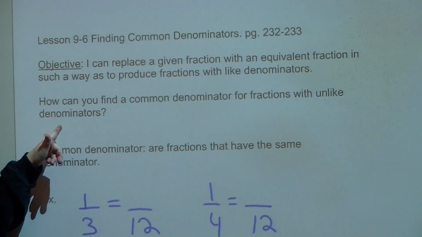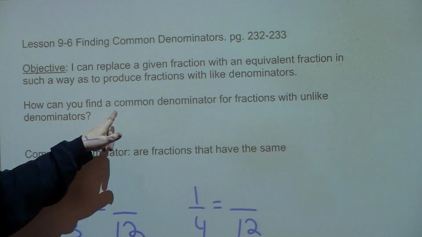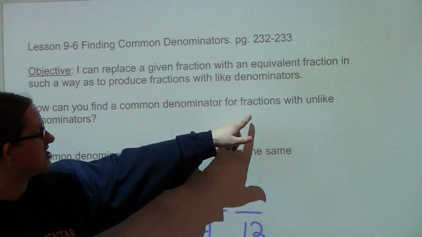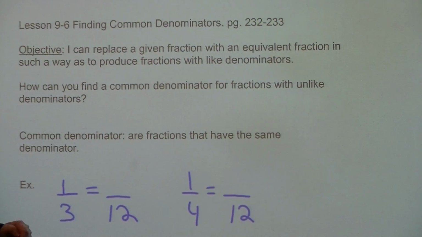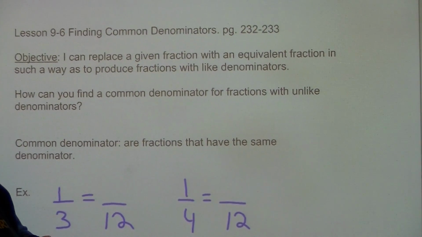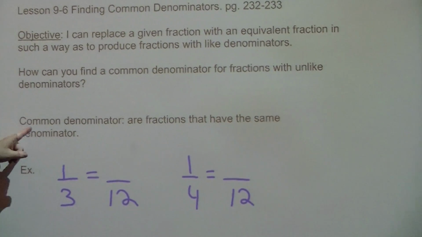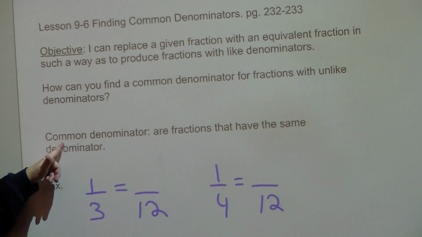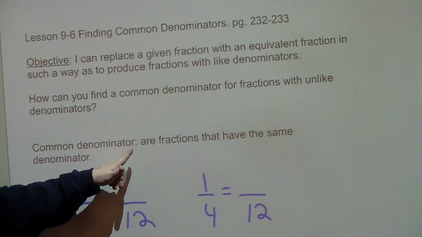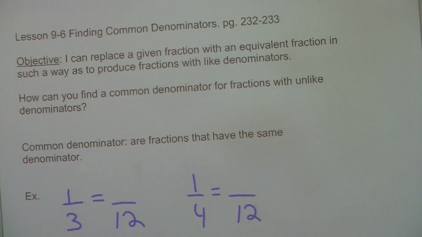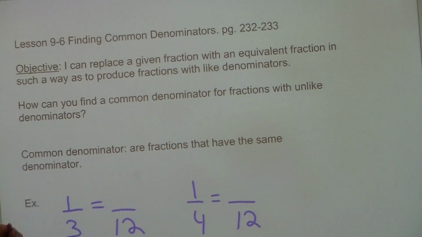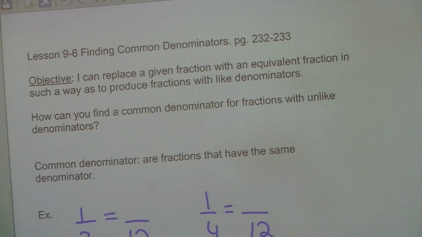Okay, so the question we are posed today then is how can you find a common denominator for fractions with unlike denominators, meaning your bottom number will not be the same. Okay, so before we get into the textbook, go ahead and copy down our definition here for a common denominator, and that is those are fractions that have the same denominator. Okay, get those first notes in there, and then we're going to start in the textbook.